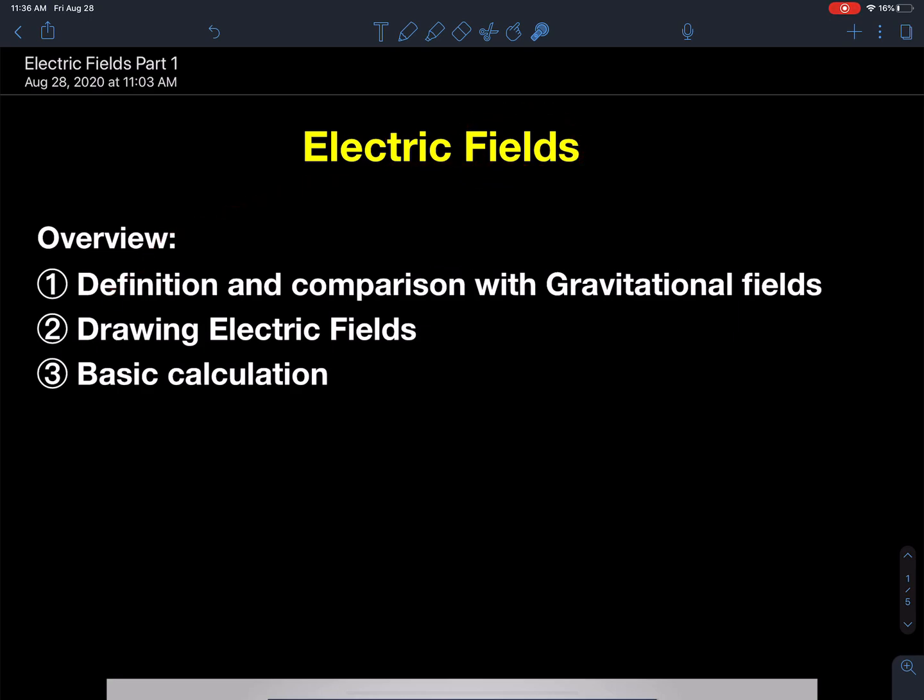Okay, so the overview of what we're going to do here in this lesson is first we're going to define and compare electric fields with gravitational fields. Then we're going to learn how to draw electric fields. And the last thing we're going to do is a basic calculation where we use electric fields to calculate force and acceleration of charged particles.